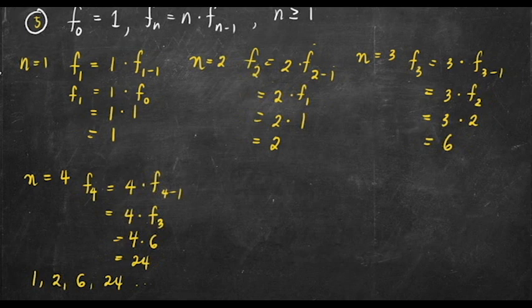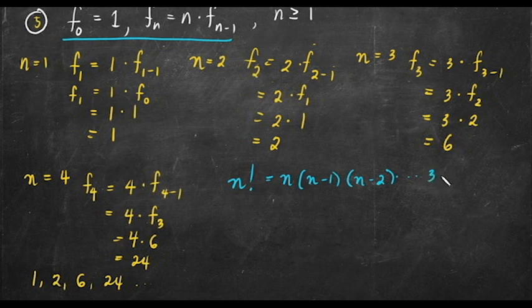Alam nyo ba, itong recursion formula na yan, equal yan sa n factorial. Ang n factorial, equivalent yan sa n times n minus 1 times n minus 2 times hanggang sa umabot siya sa 3 times 2 times 1. Madalas ginagamit yung factorial sa probability tsaka sa counting techniques.